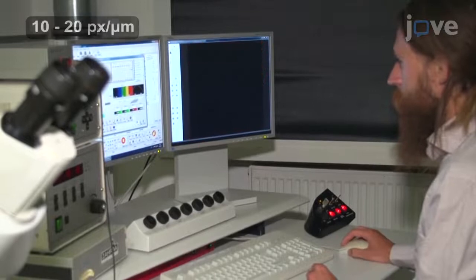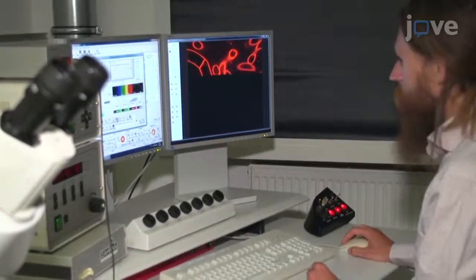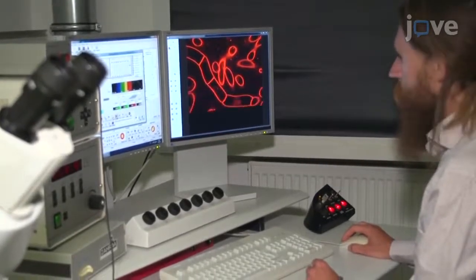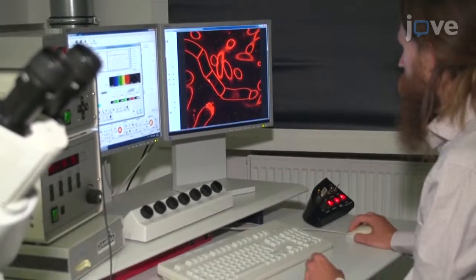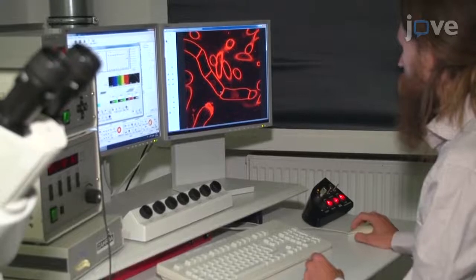An example setup is a 63 times oil immersion objective with a numerical aperture of 1.3 and an image size of 1024 by 1024 pixels.